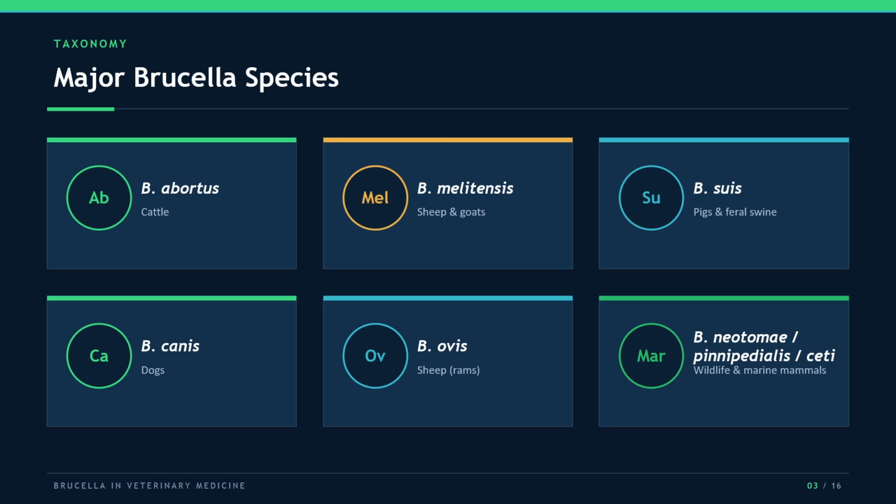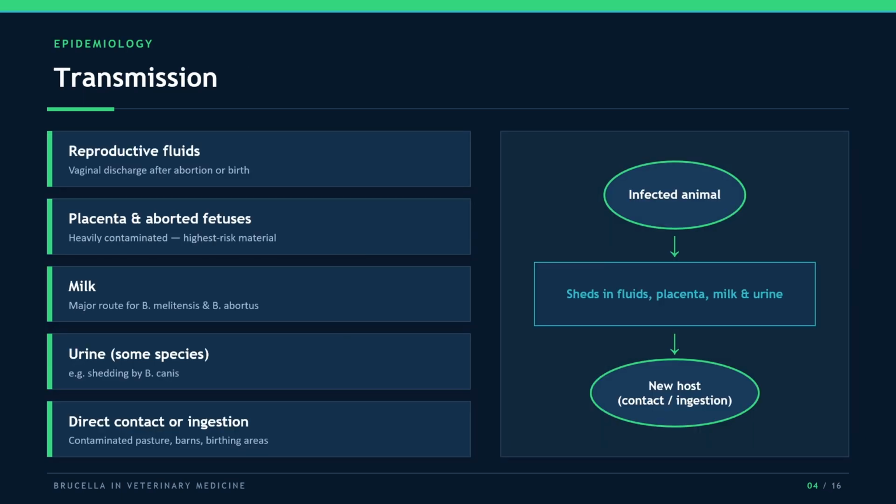Among marine mammals, Brucella species B. ceti and B. pinnipedialis are increasingly recognized in seals, sea lions, and cetaceans. Brucella is transmitted primarily through reproductive tissues, placenta, fetal fluids, vaginal discharge, and through ingestion of contaminated materials.